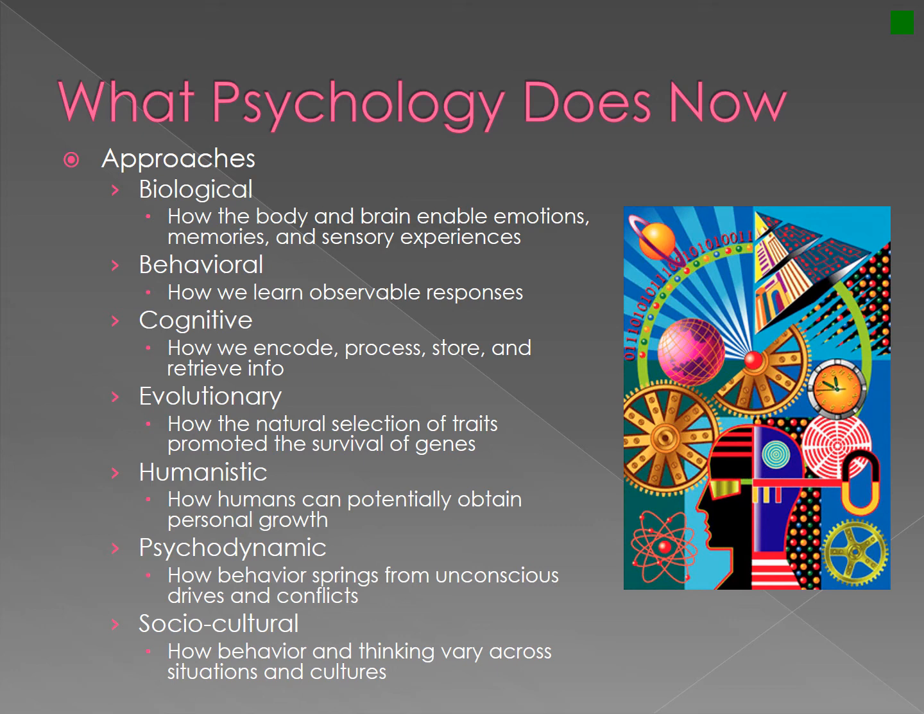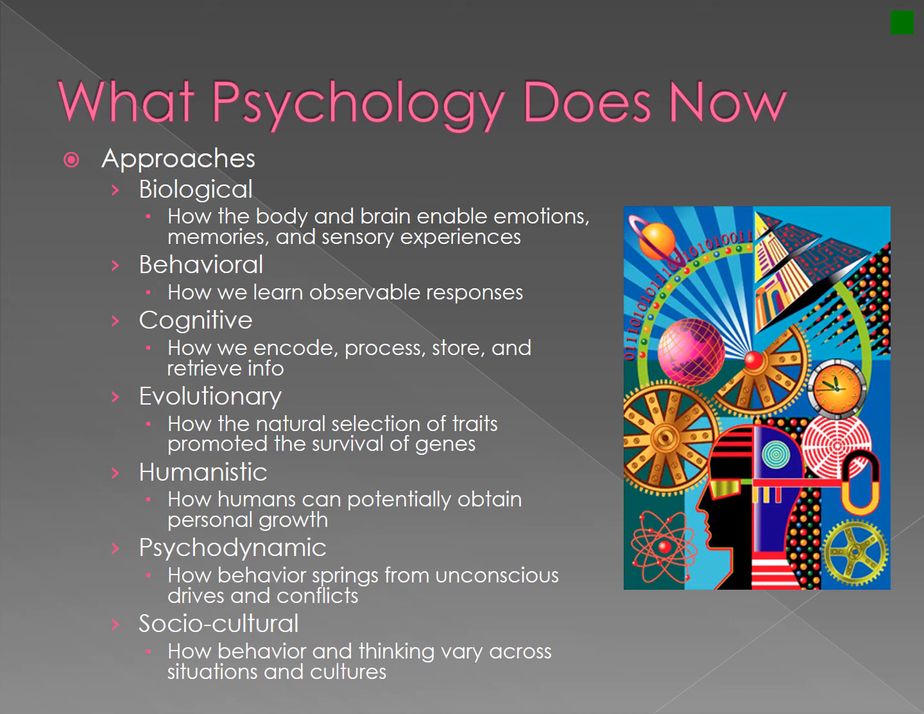Cognitive, so cognitive is thinking, right? So it's all about how we encode, process, store, and retrieve information. So pretty much this is how you interpret a situation. So a cognitive psychologist is looking at how someone is interpreting certain situations, right? How they process that information, the thinking about it.